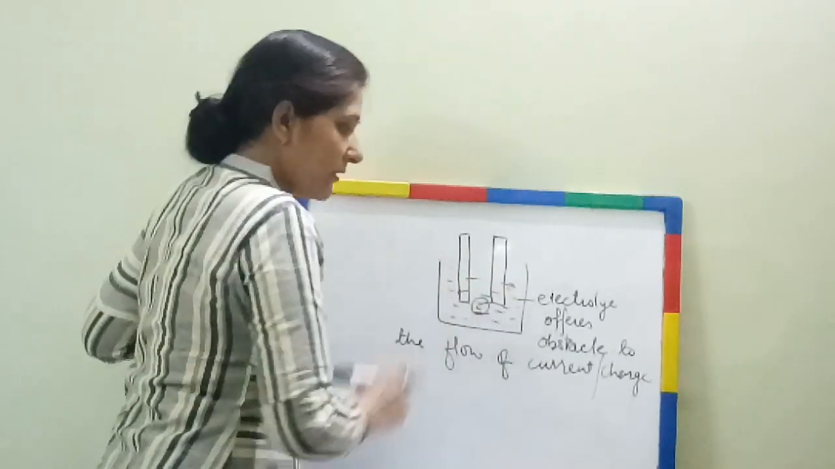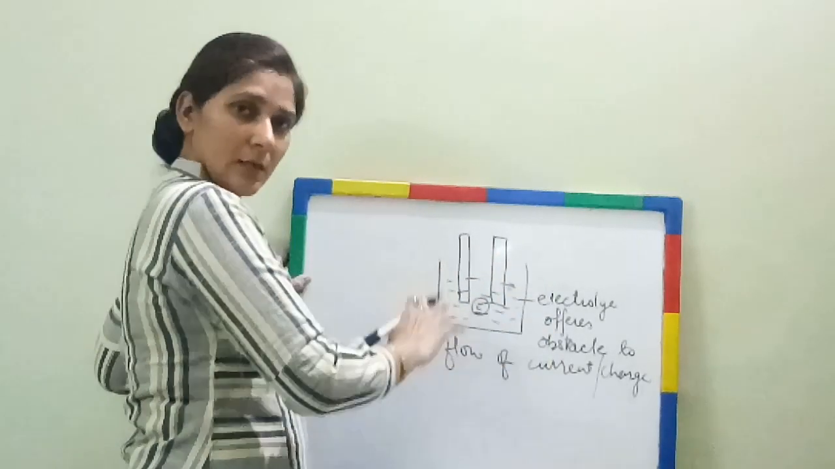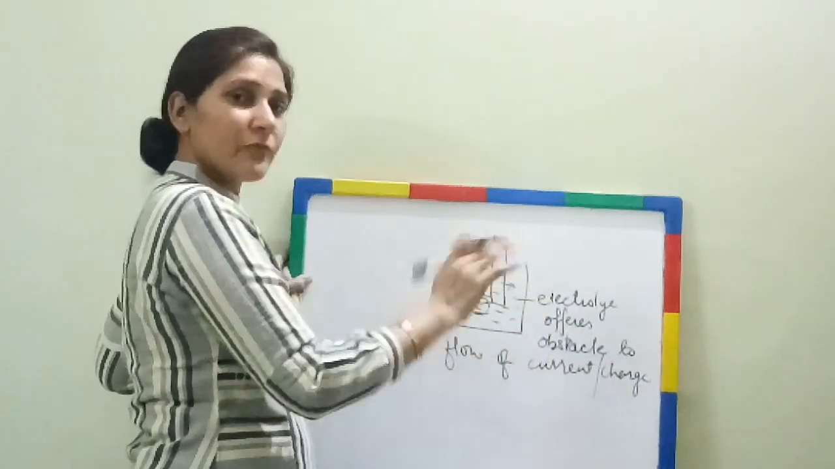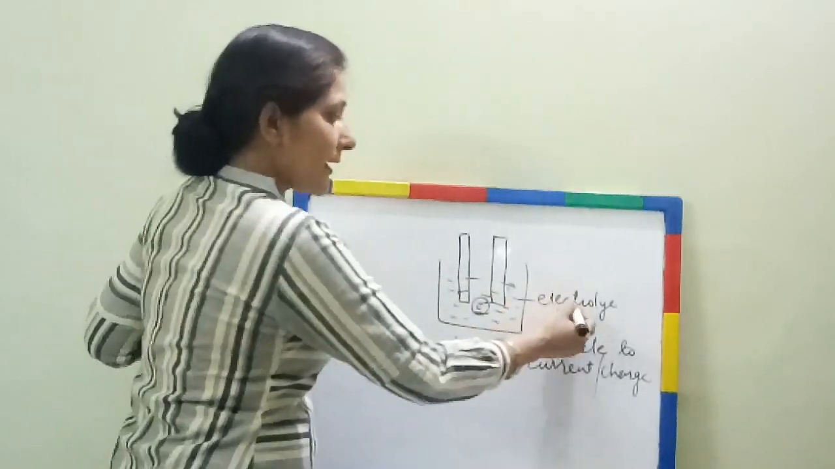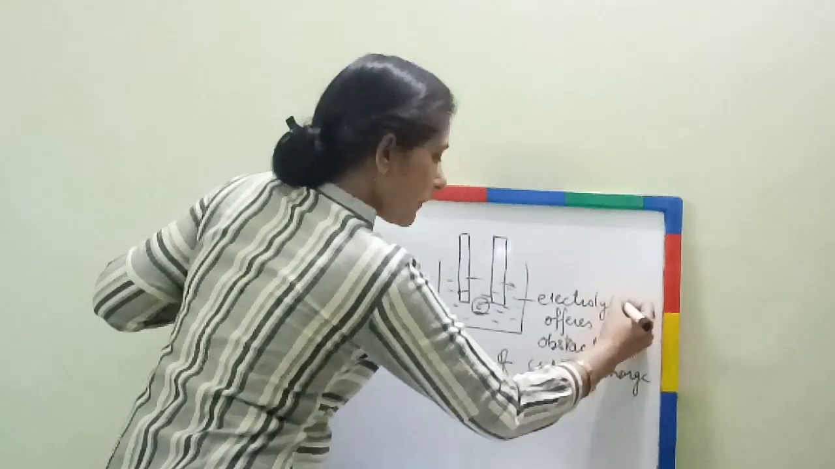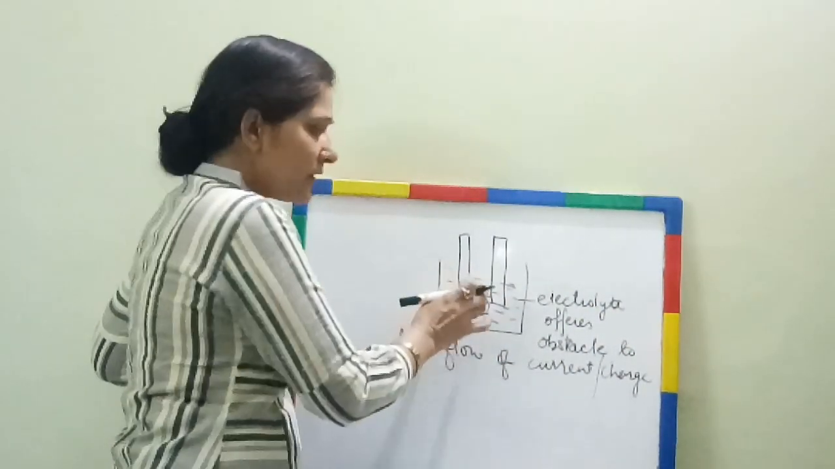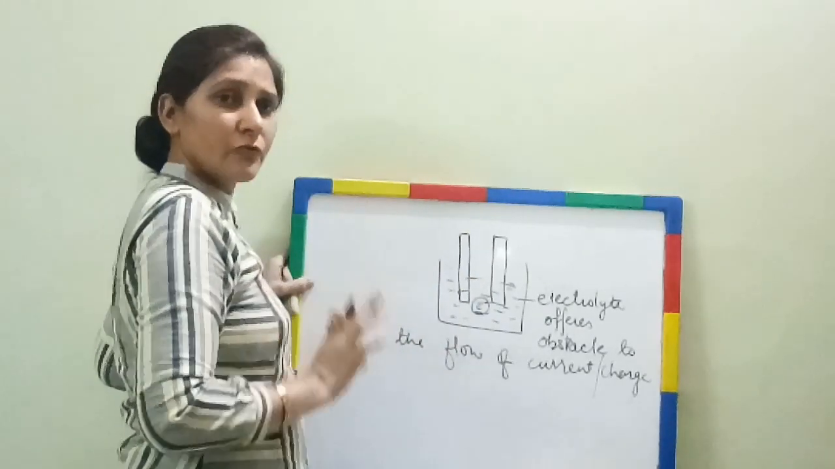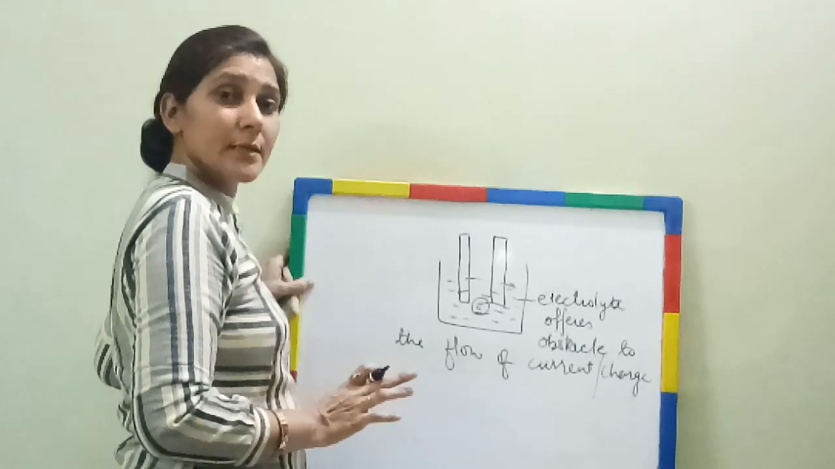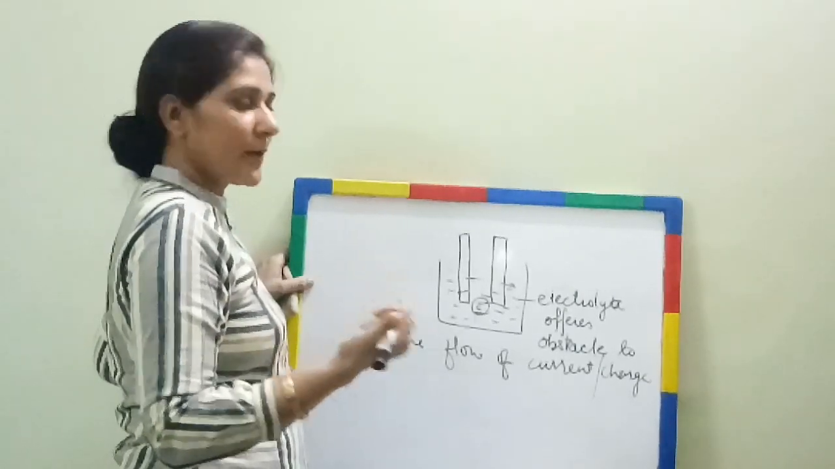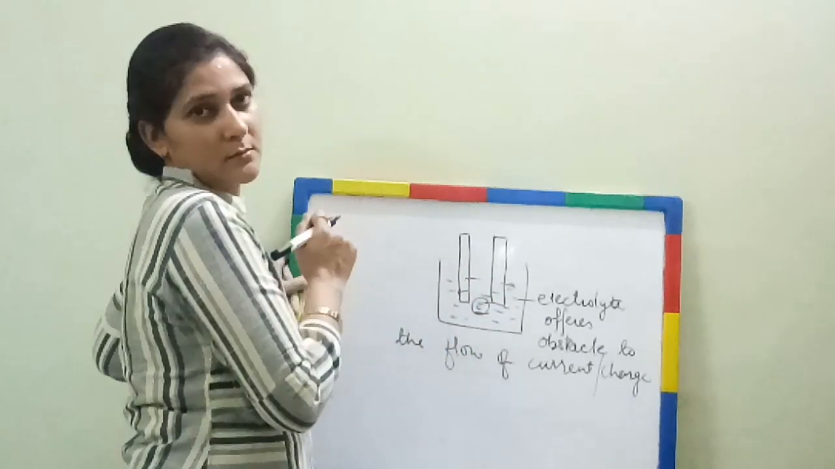So whatever material we are using, according to that the obstacle will increase or decrease. We will discuss that later in the factors affecting. But here we need to understand that this electrolyte is going to offer some obstruction, and whenever we talk about obstacle offered, what do we call that term? Obstacle offered is resistance. That means this electron is facing resistance here.